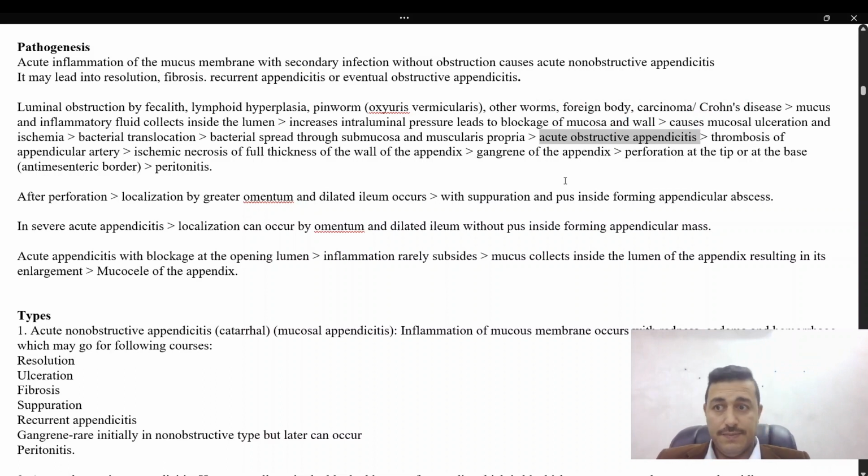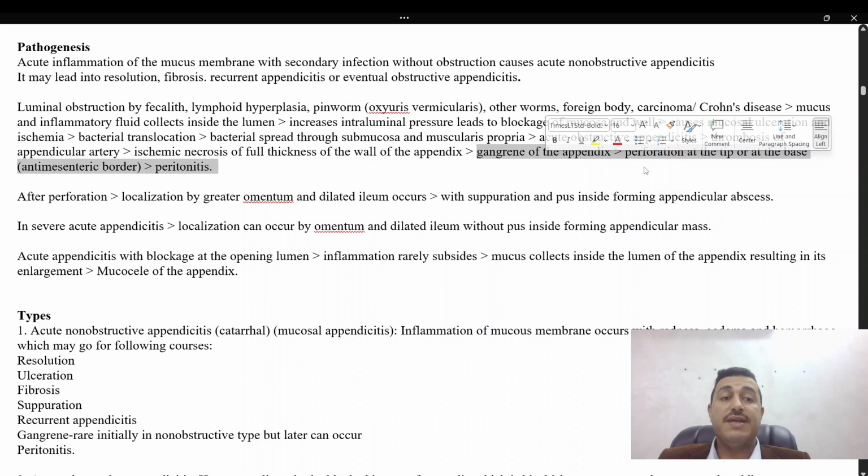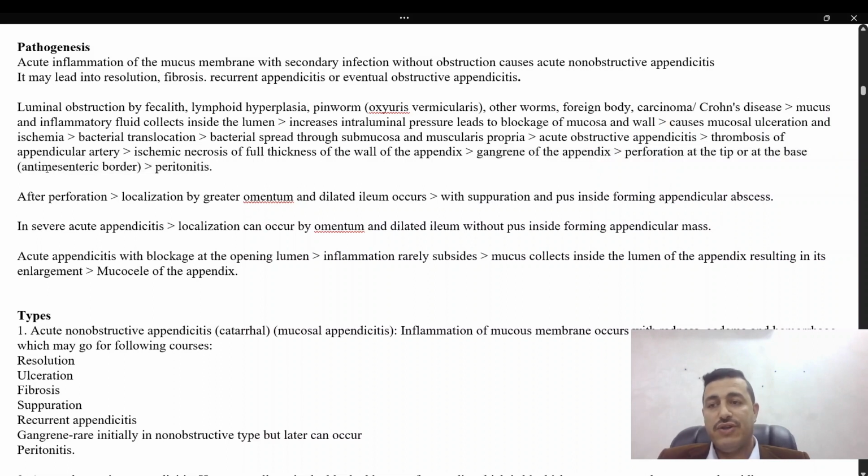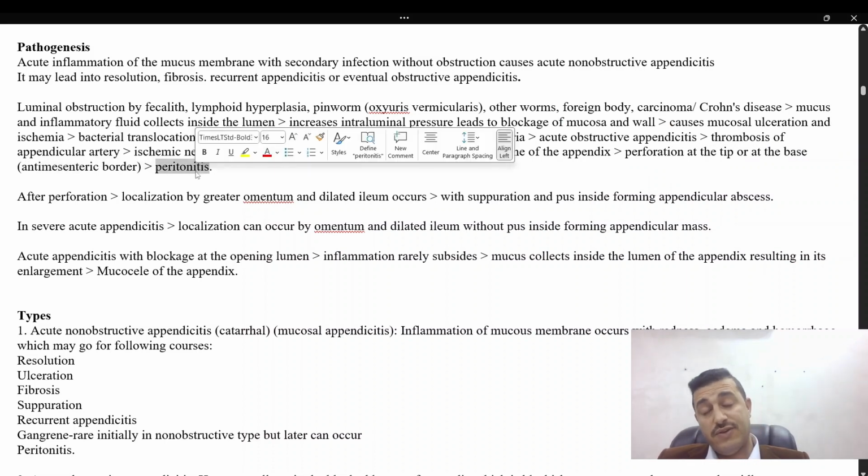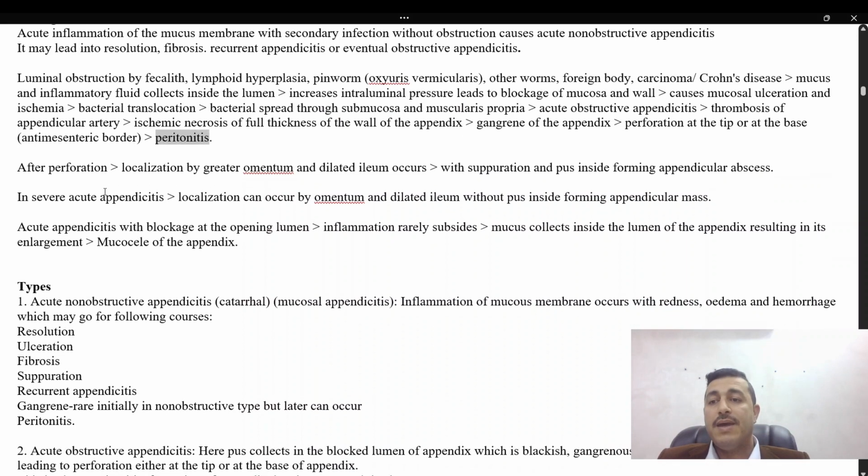And if this progresses more, there will be thrombosis of the appendicular artery, ischemia, gangrene of the appendix, and perforation at the tip or the base, but the perforation is actually at the antemesenteric border, and eventually it may lead to peritonitis, sepsis, and so on.